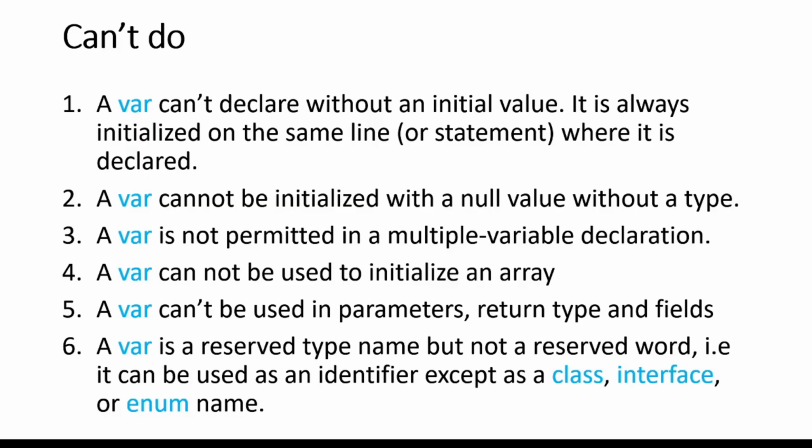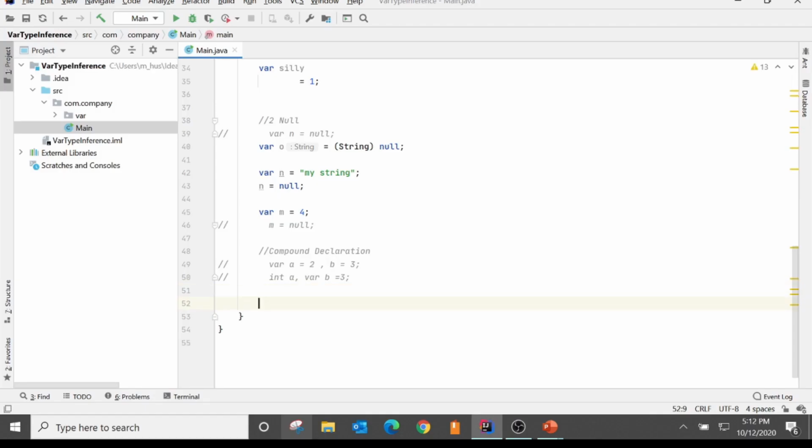Next is, var cannot be used to initialize an array. Let's see an array. Okay, if I have a double array of prices equals to 9.95, 8.86, which is perfectly fine with a double. And if I would like to change this one into the var, no, the compiler will not allow me to do that.